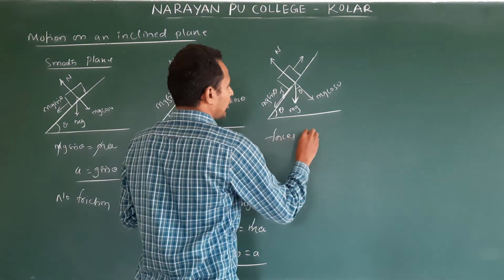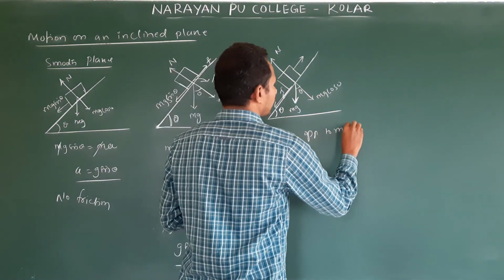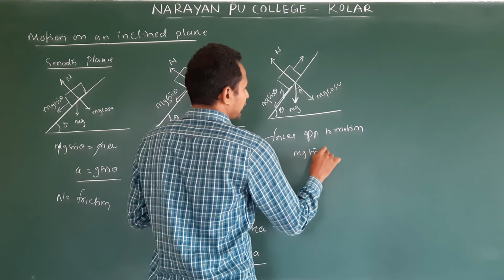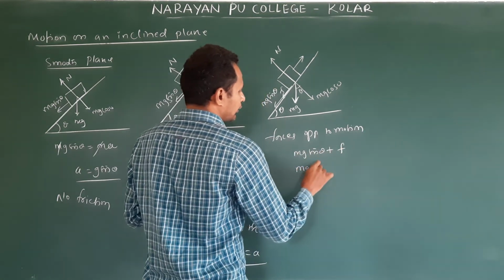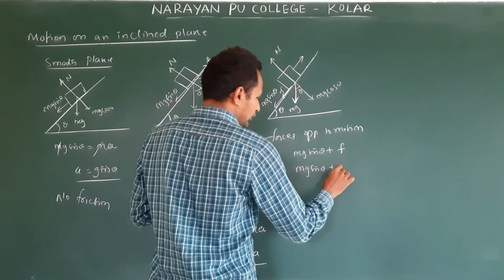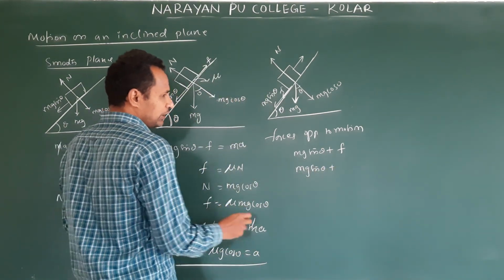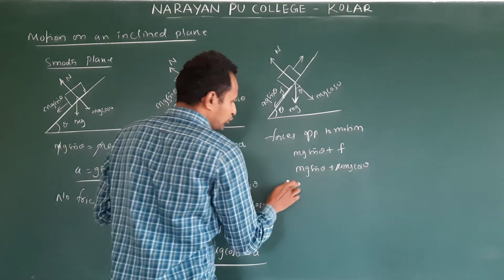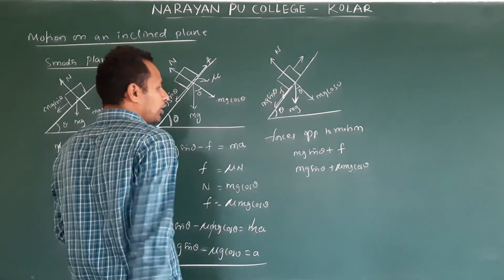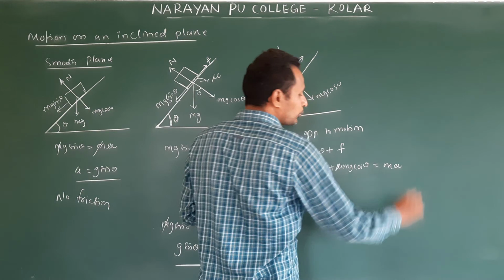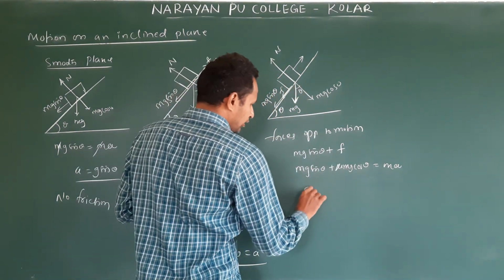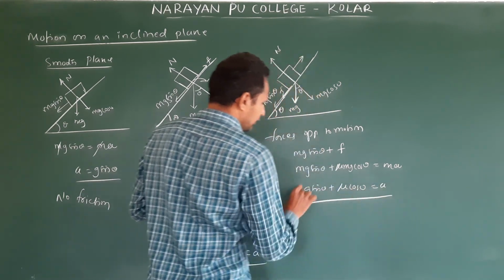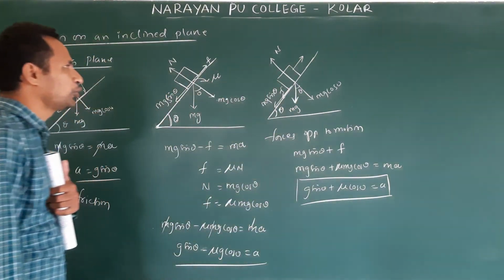Forces opposite to motion. What are they? mg sin theta plus f. So mg sin theta plus what is f? This is f, already written, mu mg cos theta. Okay, these two forces retard this object, pulling it down. So this is equal to m into a. So again m cancels. g sin theta plus mu g cos theta is equal to a. This is the retardation when the body moves up.